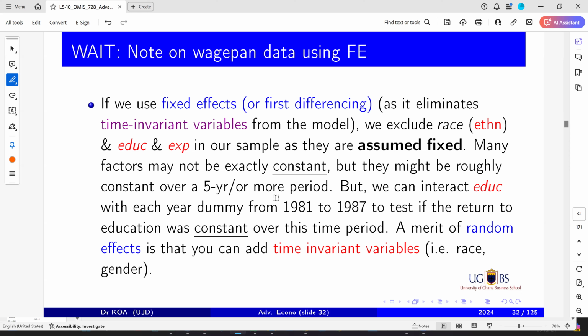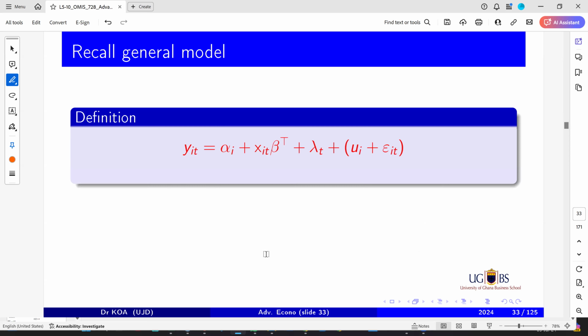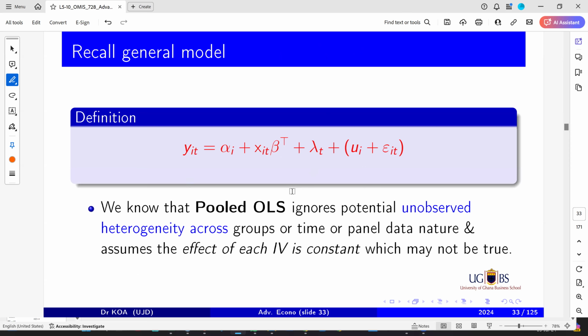But in the case of the random effect model, which we shall look at, everything is included. All the time fixed variables, time constant variables, race, gender or anything, they are all included in a random effect. So this is a general model. We are going to convert this general model to our specific one and write it. This is a formulation, and this formulation is very important.